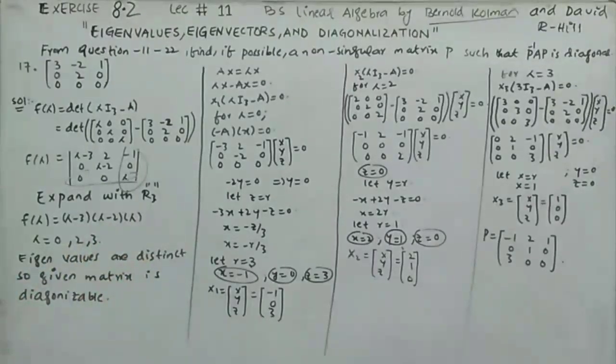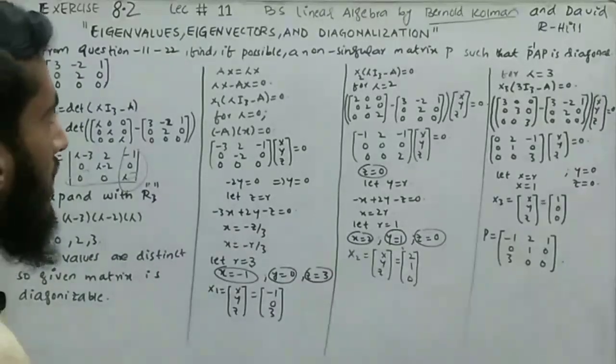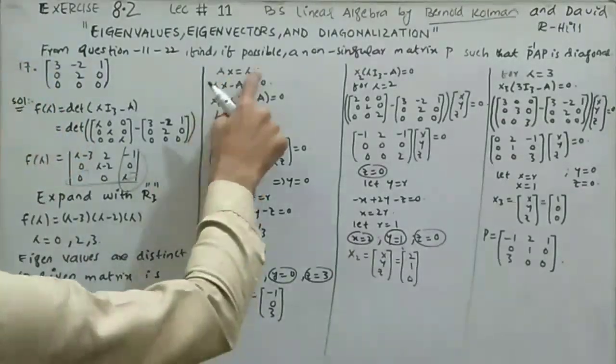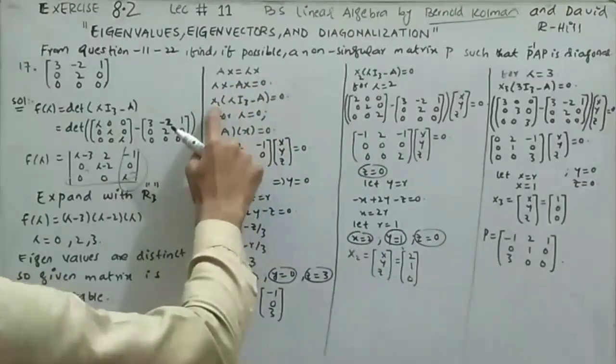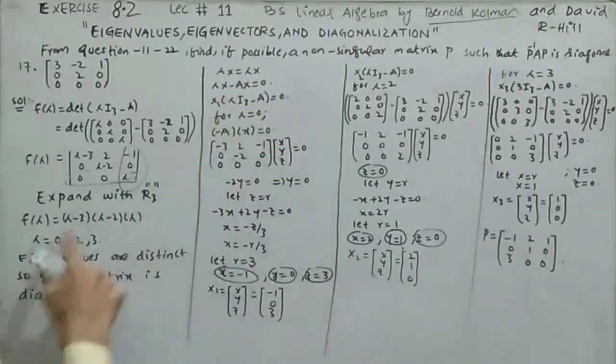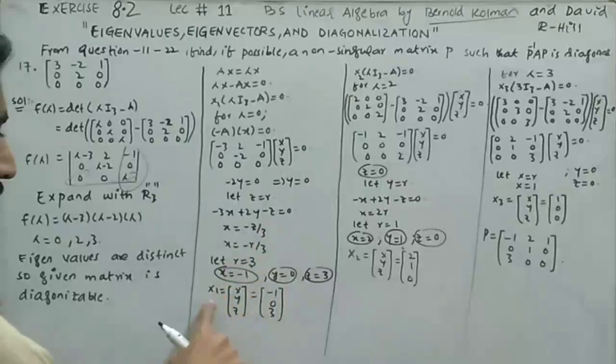Eigenvalues are distinct, it means the given matrix is diagonalizable according to the theorem. So the required non-singular matrix is possible. So Ax is equal to lambda x, so lambda x minus Ax, take x common, we are left with lambda I3 minus A. So put lambda 0 over here, it gives us the first eigenvector x1.